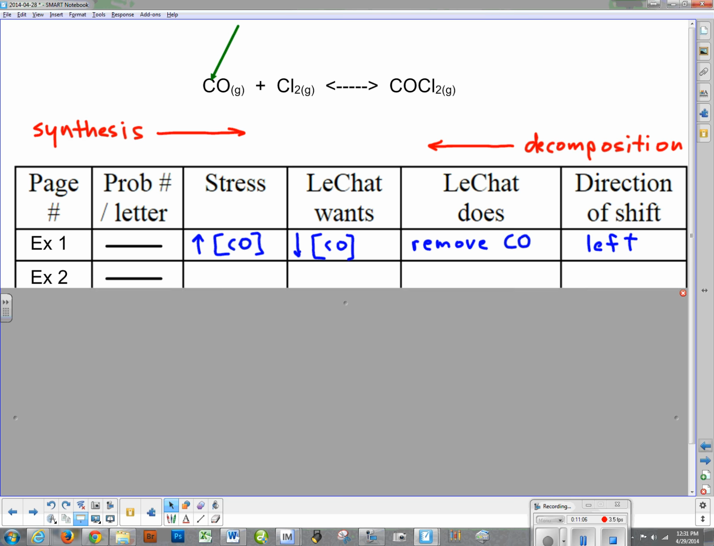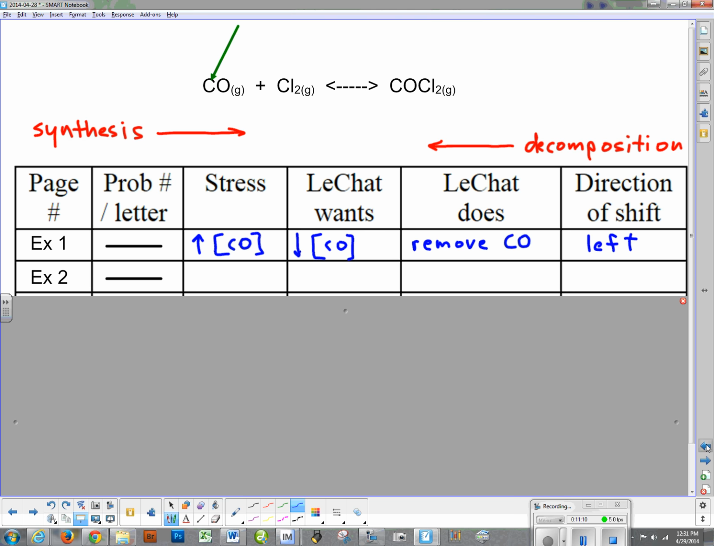All right, let's try it again. Let's do a different deal where we decrease the amount of COCl2. And so we know that if that concentration is raised, the concentration needs to go down, or up, that is, according to LeChatelier, COCl2.